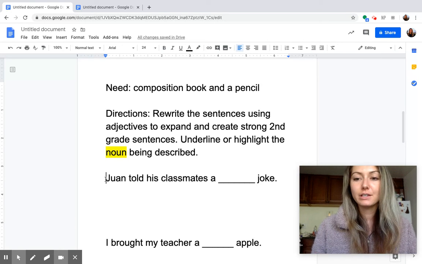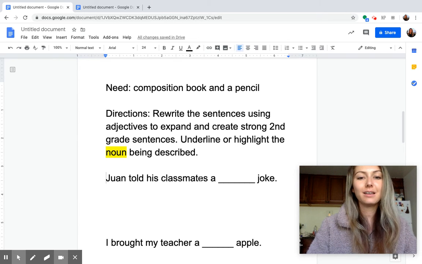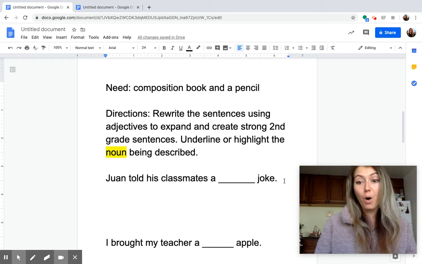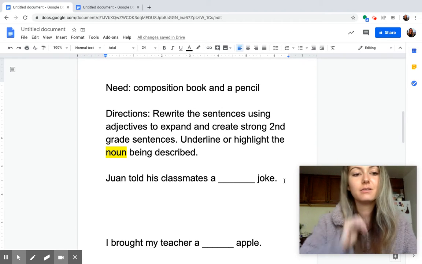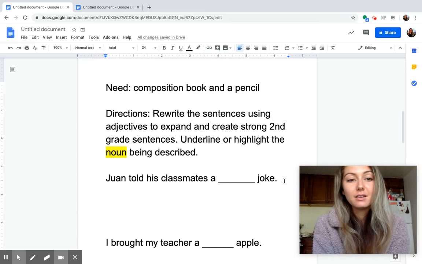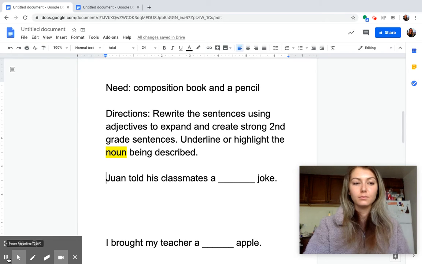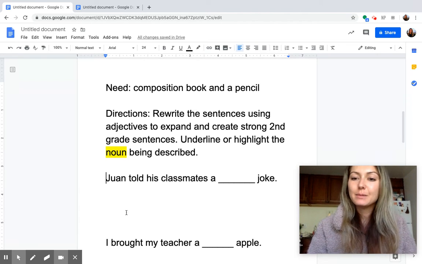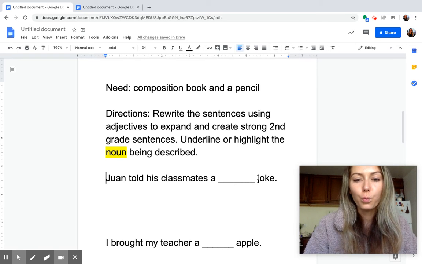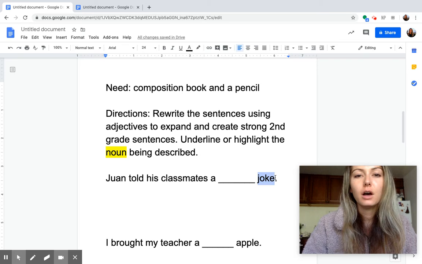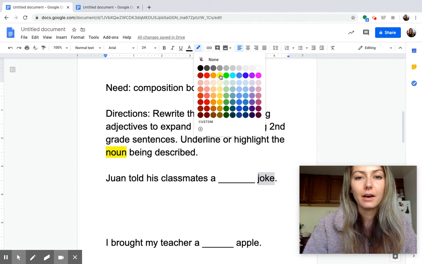Let's look at our first example. Go ahead and write this down in your composition book. The sentence says, Juan told his classmates a blank joke. Is Juan being described in this sentence? No, Juan is not being described in this sentence. But the noun that is being described in this sentence is joke. So we are going to underline or highlight the noun joke.